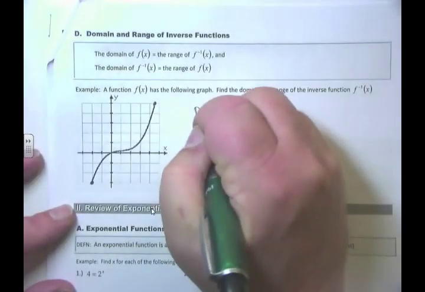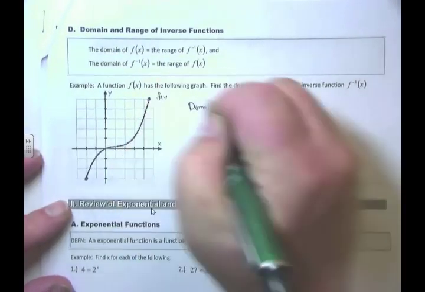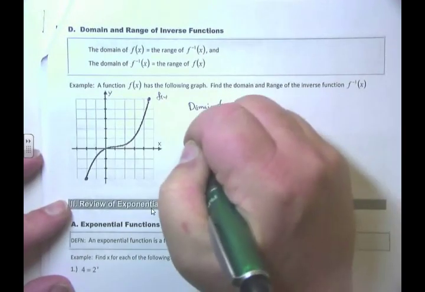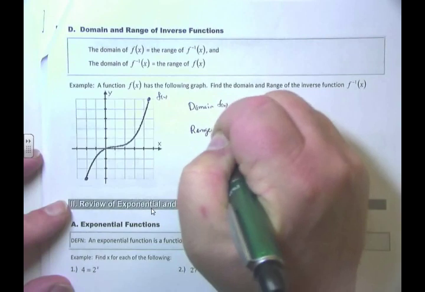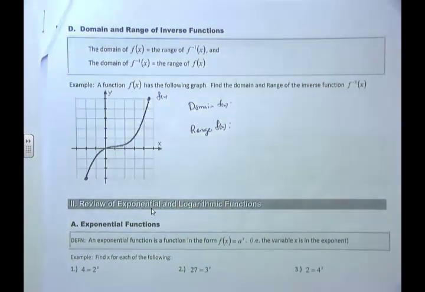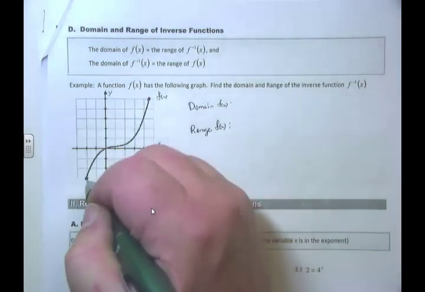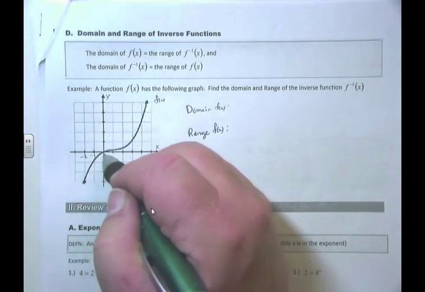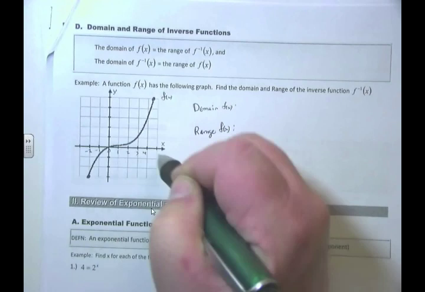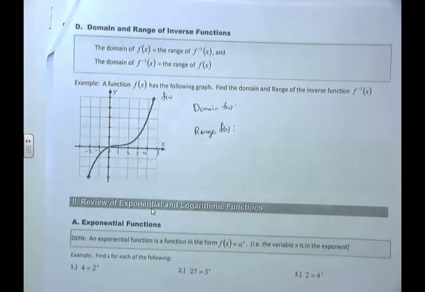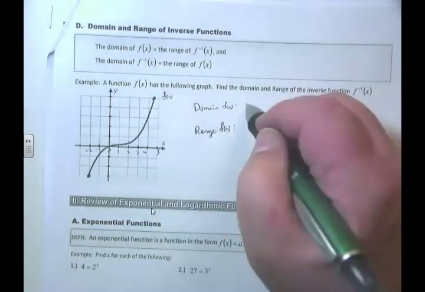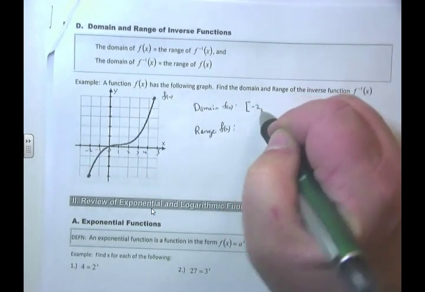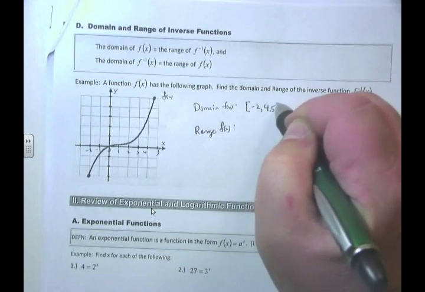So, what is the domain of f of x? What is the range of f of x? What's the domain of f of x? Domain by definition is what? X values. What are my x values? Because this is a filled in dot, this is negative 2. And this goes all the way out to here's negative 1, here's 0, 1, 2, 3, 4, 5. So where does it end up at? 4.5. So the domain, using brackets because I hit the numbers, is negative 2 to 4.5.